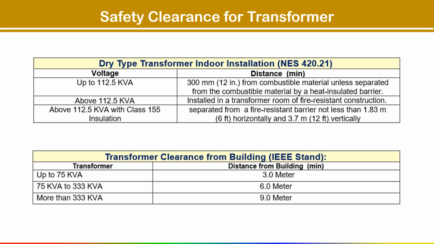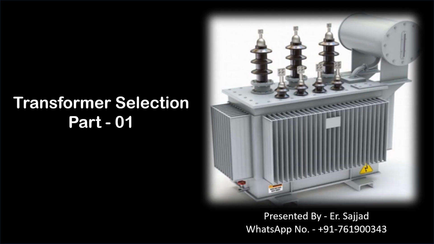Now the next is dry type transformer indoor installation as per NEC. Okay, their detail is given in this table. And transformer clearance for building as per IEEE standard, Institute of Electrical and Electronics Engineers, based on transformer capacity. See the distance from building, how much you have to maintain. Minimum distance is given. If your transformer capacity is up to 75 kVA, you have to maintain a minimum of 3 meter distance from the building. Okay, as per that you have to do the selection.